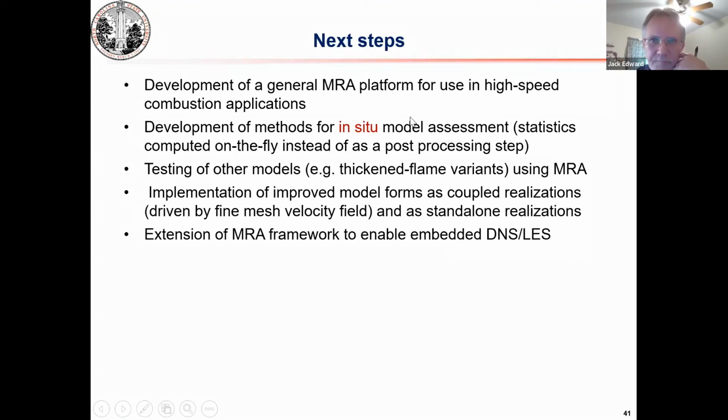But our initial focus is really these first four things. Again, focusing mostly on higher speed combustion, scramjet, ramjet type problems in which it's not obvious at all what kind of turbulence chemistry interaction model one would want to use.